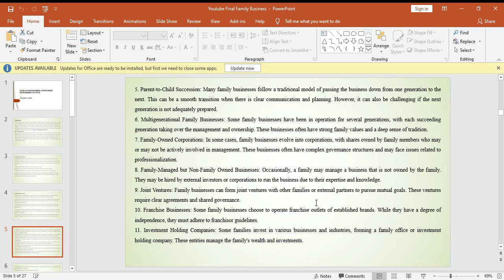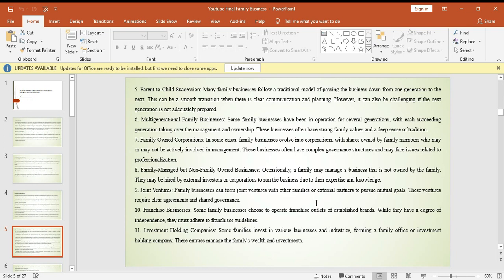Seven, family owned corporations. In some cases, family businesses evolve into corporations with shares owned by family members who may or may not be actively involved in management. These businesses often have complex governance structures and may face issues related to professionalization. In Nigeria, a very good example of a family owned corporation is a company like Dangote Cement.